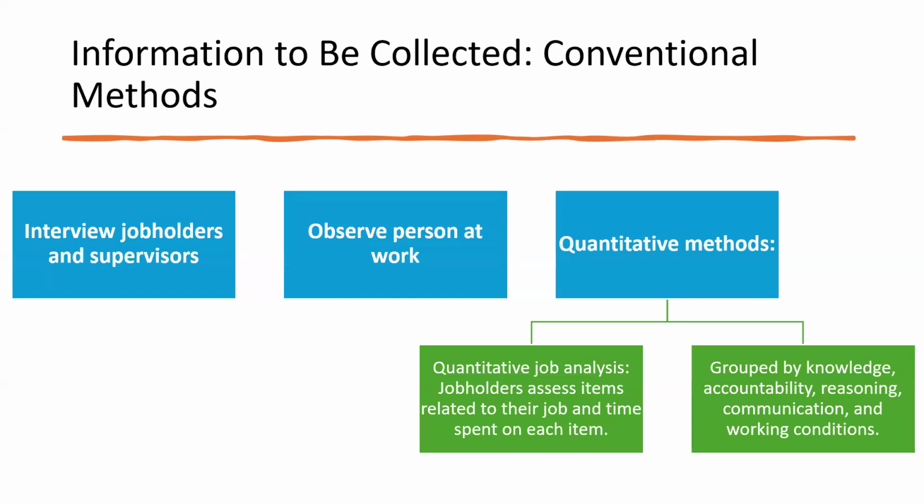In this quantitative job analysis, we can divide up the tasks into 5 groups that are related to the knowledge that you need to do the job, accountability. So how much responsibility do you have in that job for either people or projects or tasks? What kind of reasoning are you using to do the job? How much communication do you have with different kinds of people, either within the organization or outside of the organization as part of that job? And what are your working conditions?